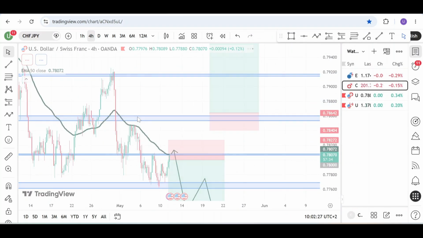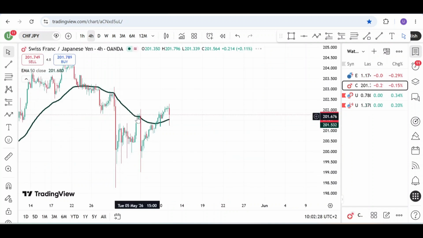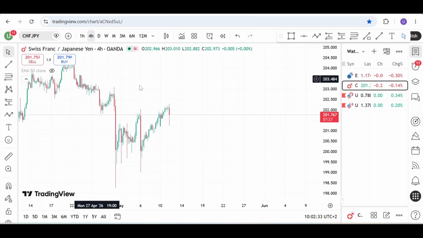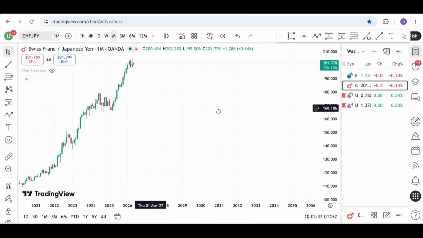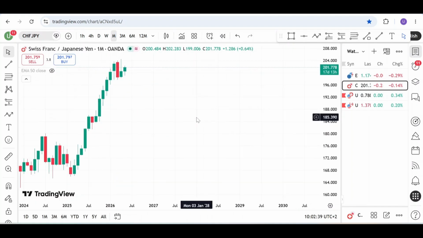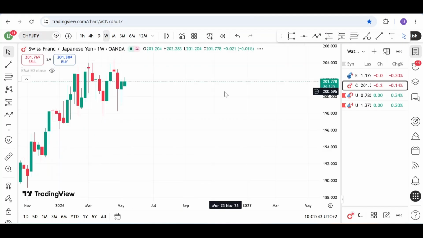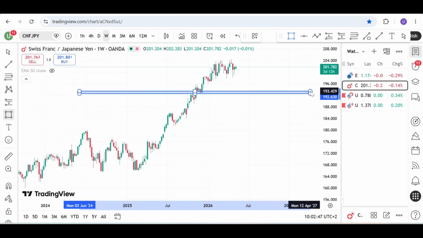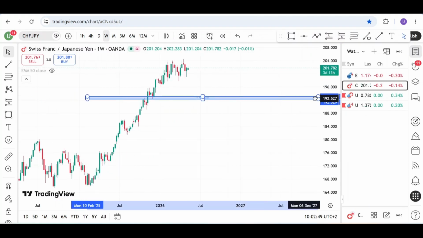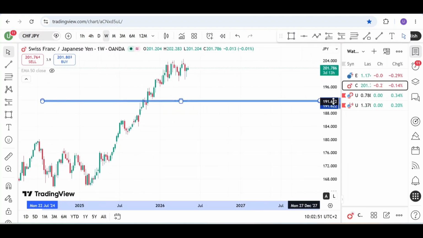This is HFGPY also. Let's start with the monthly time frame. As you can see, the structure is not clear, but in the weekly time frame, the structure is trying to become clear in one way or another. But we are still in an uptrend here, as you can see.